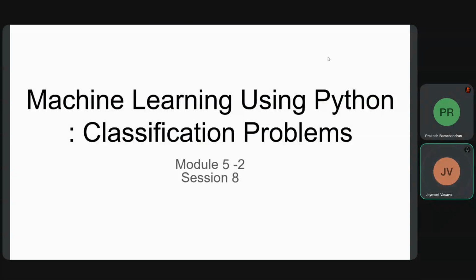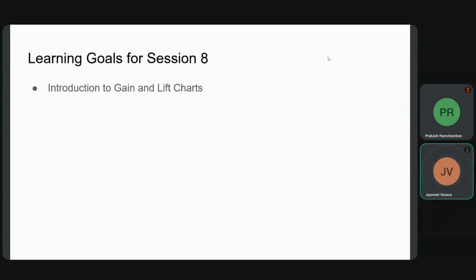So this is session 8. And today it's a short session, which will be covering the gain and lift charts. And the concepts will be used that we have previously discussed. Not much of them, but it will be a continuation of that.